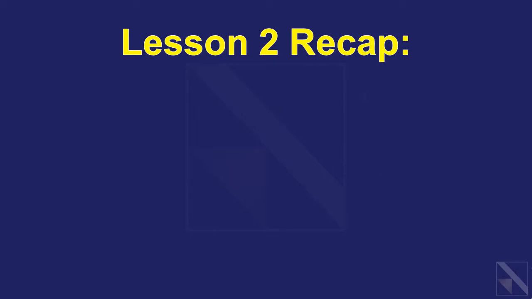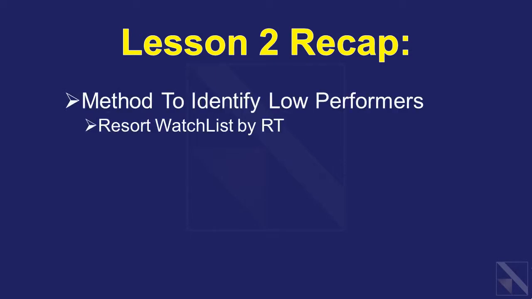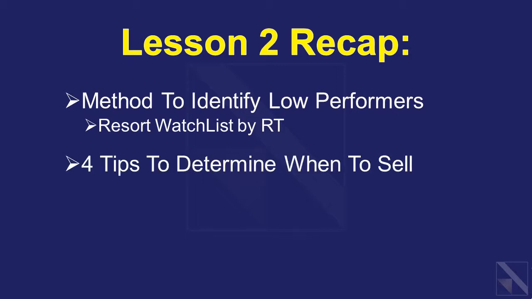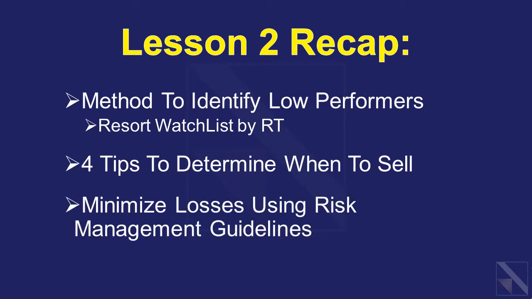In the last lesson, you learned how to identify the low performers in your portfolio by resorting your watch list by RT. We then looked at part of the second secret of making money with VectorVest, and that's to read a graph. To do that, we looked at 4 tips to look for on a graph to help you determine when to sell. And you also learned how to minimize your losses using 2 very important risk management guidelines. At this point, you should have set a stop price for every stock currently in your portfolio.